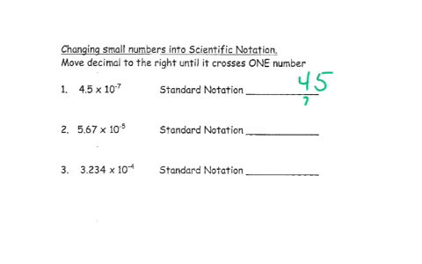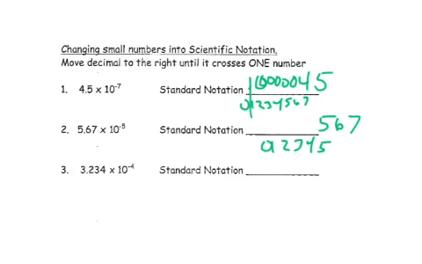So 7, 6, 5, 4, 3, 2, 1, 0. Decimal point goes above the 0, between the 0 and the 1. Everything else gets zeros. Yikes. I'll have to work on that one a little bit better. Okay, number 2. 5, 6, 7. I'm going to go back 5 spots. 5, 3, 2, 1, 0. So 0, 0, 0, 0, decimal point.